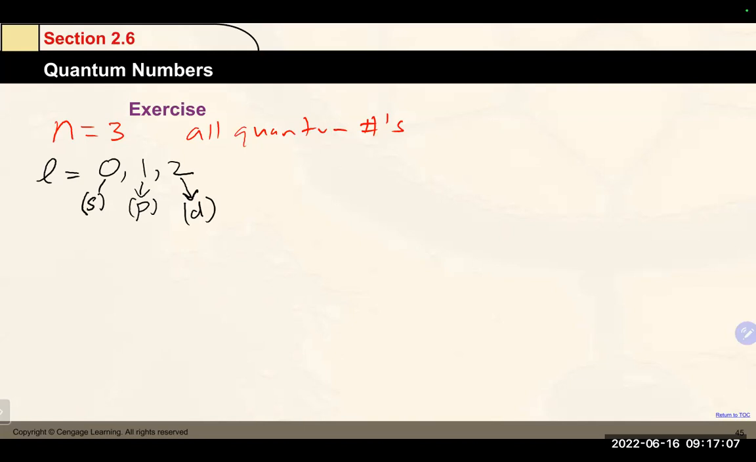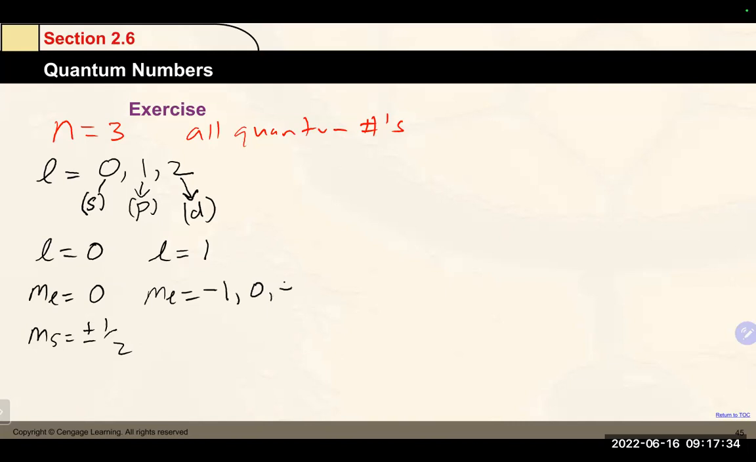Now, for each of these, we obviously can go through individually here. Our m sub L for our 0 will be 0 like we did previously, also obviously having an m sub s of plus or minus 1/2. For our L equal to 1, as we did on the previous example, that will give us an m sub L that goes from minus 1, to 0, to plus 1, which were our 3 p orbitals that we talked about, our px, py, and pz. Each of those orbitals can have a spin of plus or minus 1/2.